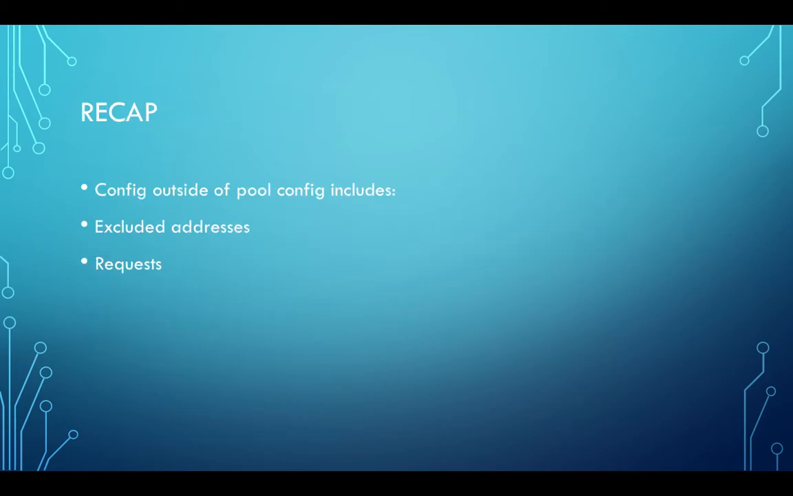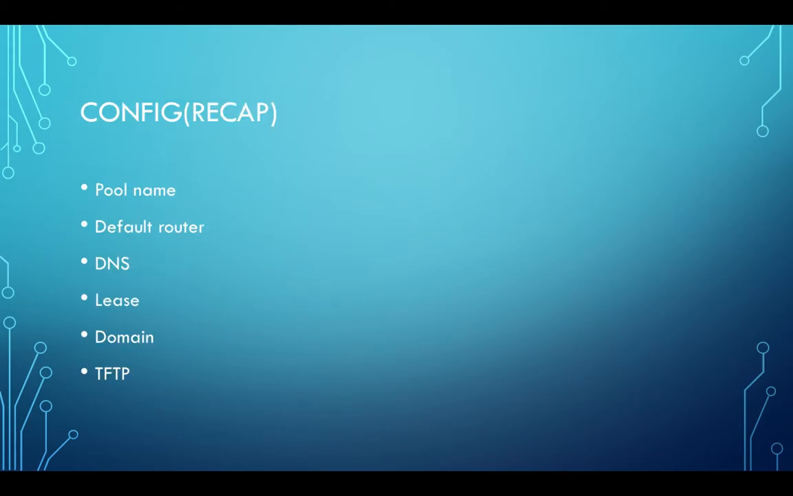To recap, the configuration outside of the DHCP pool configuration includes excluding addresses, which allows certain addresses to be exempt from being pooled, and then requests, which is simply the interaction of the client and the actual DHCP server. This isn't really necessary to know, but it's good to understand what is going on in all the things in networking, rather than just memorizing the words.